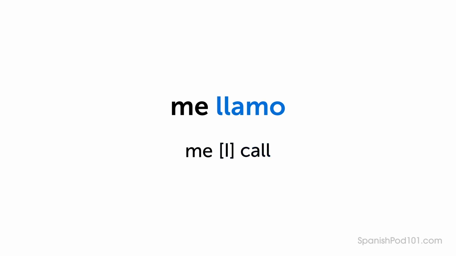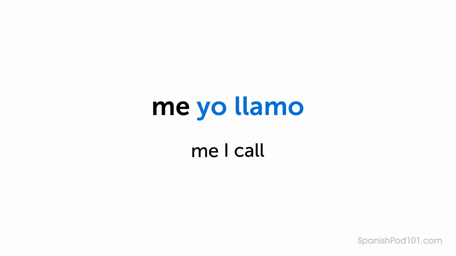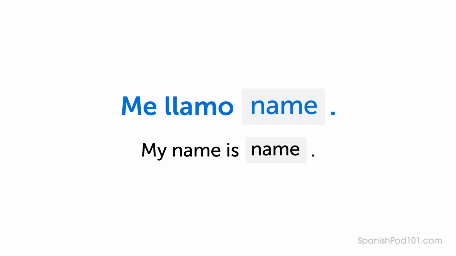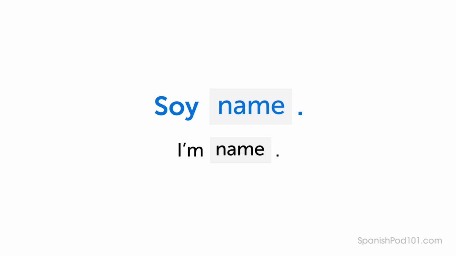Llamo means I call. Note Llamo is the shortened form of, Yo llamo. In Spanish, Yo, I, is usually omitted. Llamo is from the verb Llamar, meaning to call. Next is the name, Sonia. Altogether, it's Me llamo Sonia. Literally, myself I call Sonia, but it translates as my name is Sonia. The pattern is Me llamo name. My name is name. You should be aware of this pattern, but for this lesson, we'll use the sentence pattern Soy name. I'm name.